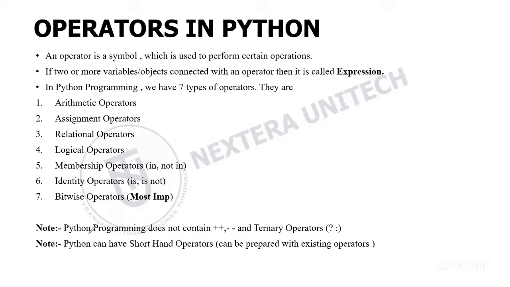In Python programming, it doesn't contain the incrementation and decrementation symbols. If you see in C language, we have these, right? So these operators are not present, and also ternary operators are not present. And one more important point is Python can have shorthand operators. So we'll learn about all of these in detail one by one.